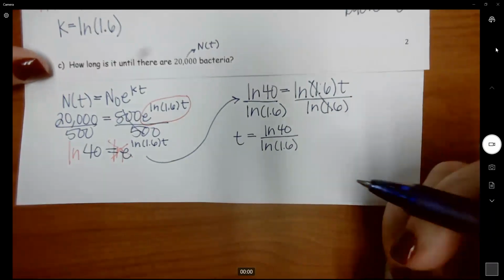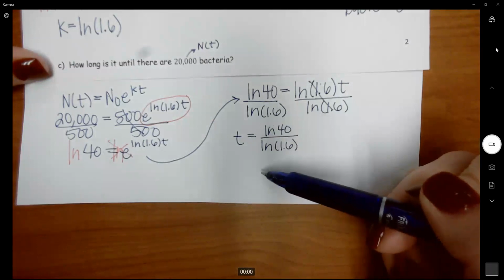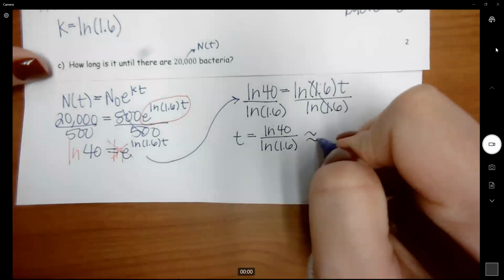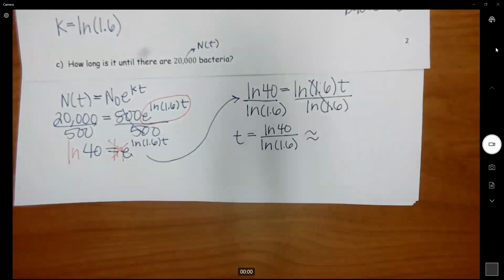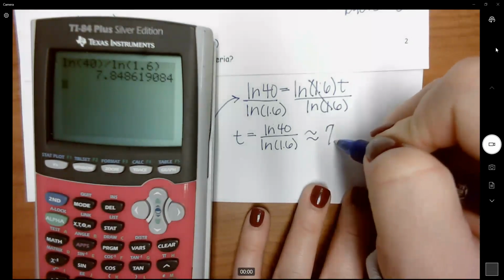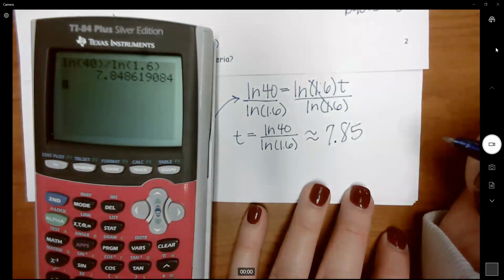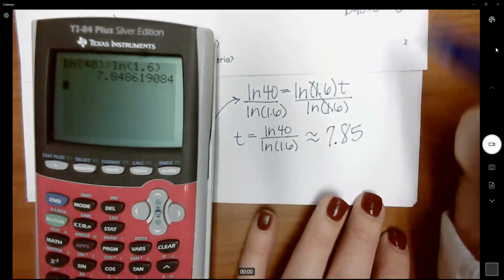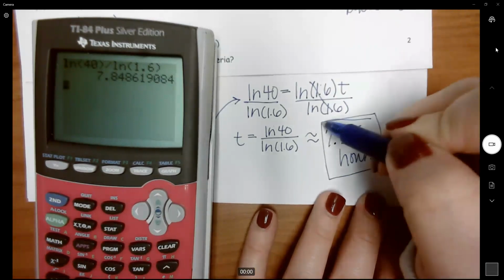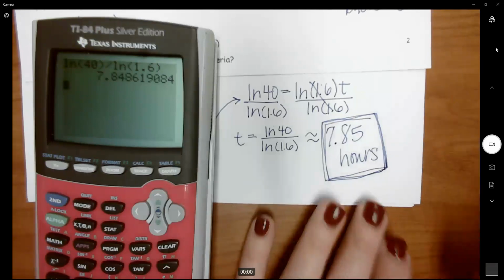also a number. So you can't cancel out the natural logs. Natural log 40 is a number, natural log 1.6 is a number, so don't cancel those out. And that's going to be about 7.85. And it tells me up here that time is in hours. This bacteria is growing quickly, y'all.